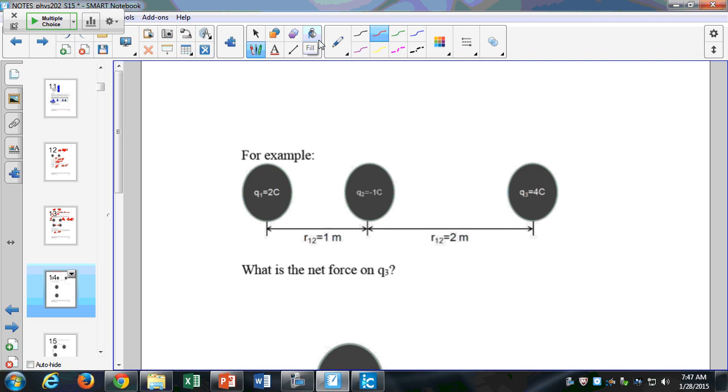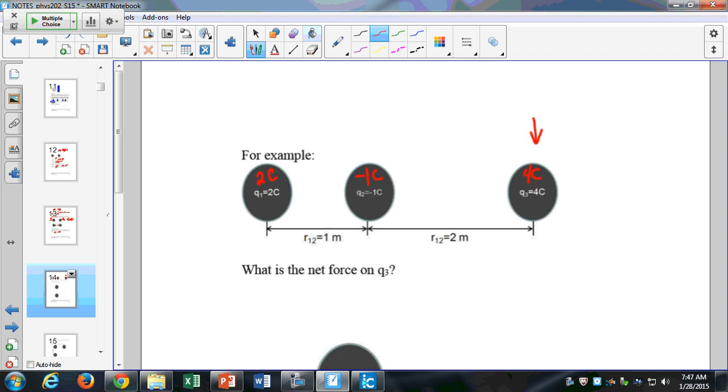Let's say that we have these charges. I have a 2 Coulomb charge. You might not be able to see that very well. A 2 Coulomb charge, a -1 Coulomb charge, and a 4 Coulomb charge, and I want to know what is the net force on this charge. So the first thing I want to do is just draw my vectors. I have two vectors, and go ahead and draw what are the vectors.